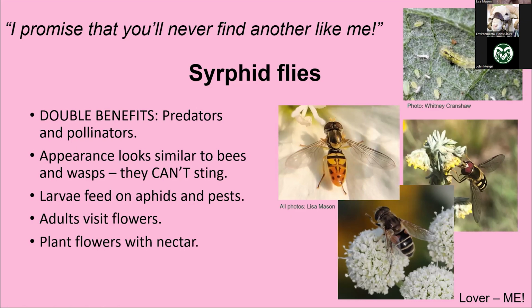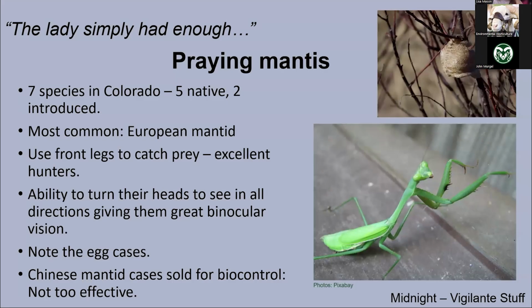Flies also have giant fly eyes that go to the top of the head, where other insects have smaller eyes. And flies only have one pair of wings as well. So we love our syrphid flies and our flower visiting flies.